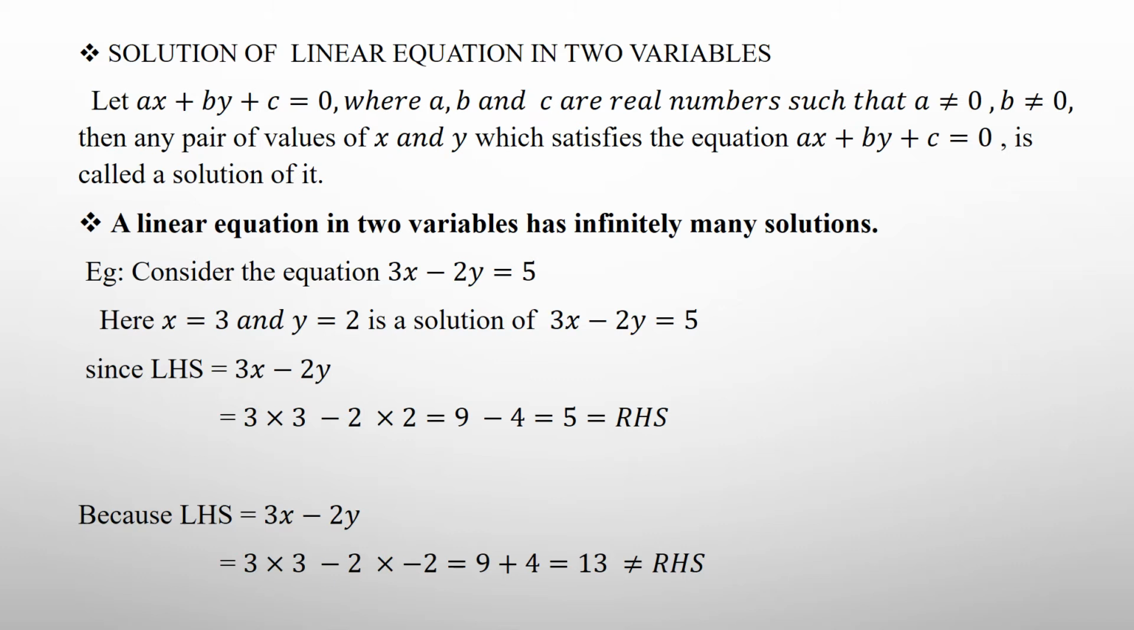But when we give x equal to 3 and y equal to negative 2, we can see LHS equal to 3 into 3 minus 2 into negative 2, which is 9 plus 4 equal to 13, which is not equal to RHS. Therefore, x equal to 3 and y equal to negative 2 is not a solution of 3x minus 2y equal to 5.